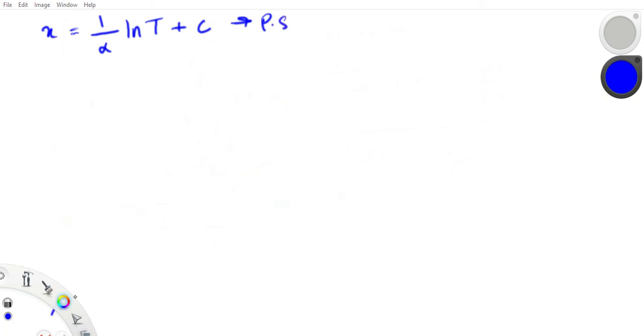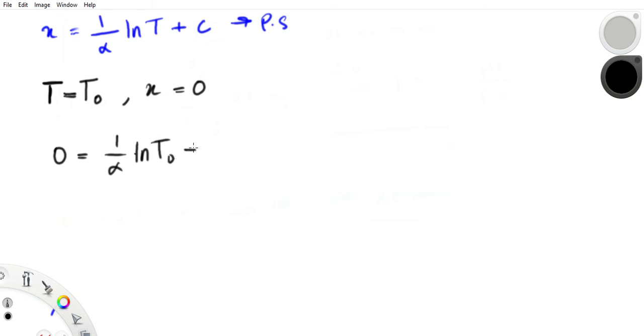Okay, so now what we need is the general solution, but for that we need some conditions. The conditions in the assignment are written for you, but for simplicity, let's just say that when t equals t0, again, remember, t0 just means the initial t. So if t was time, the initial time is what t0 means. When this occurs, x is 0. So that means that this equation becomes 0 equals 1 over alpha ln t0 plus c.